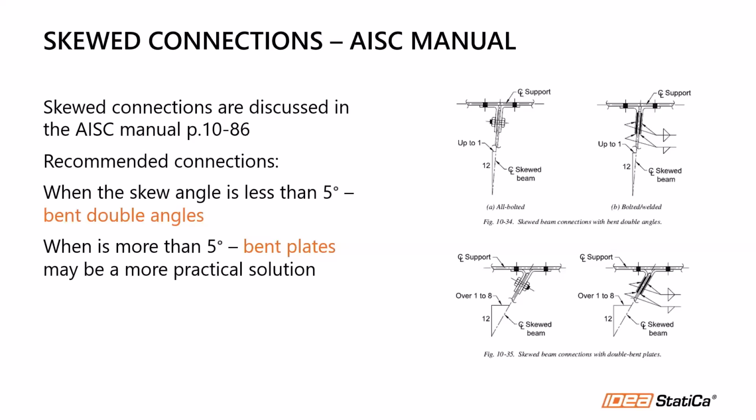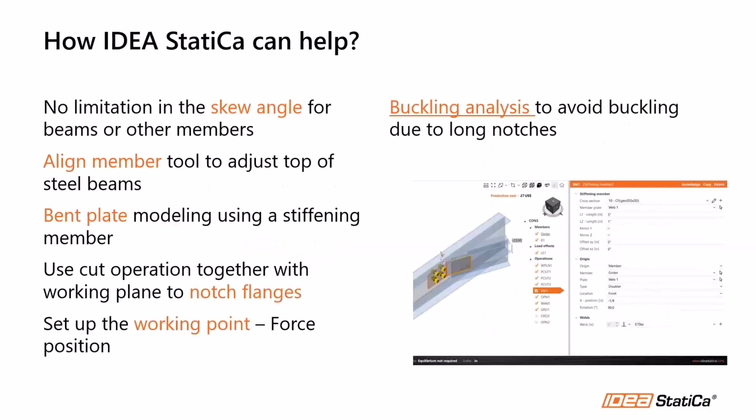The AISC manual gives some recommendations for this type of connection based on economy and constructability. They recommend bent plates when the beam has a skew angle of more than 5 degrees. So this is kind of a summary, but if you check section 10 of the manual, you will see this whole section where they give some recommendations for these skew beams, right?